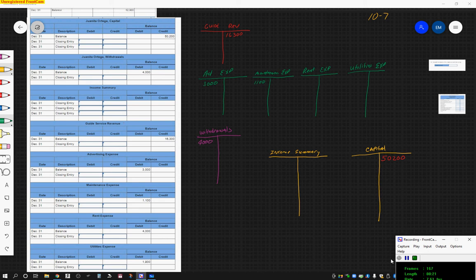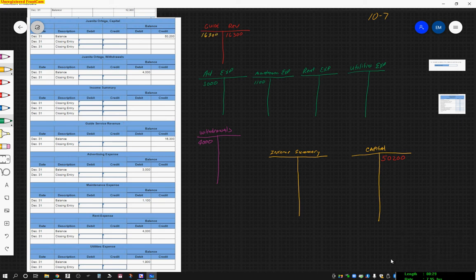So let's just, number one, go through and close the revenue account that has a $16,300 credit balance. We're going to do a debit to that. So there's our debit. Here's our credit, 16,300. The second account that gets closed is the expense accounts.